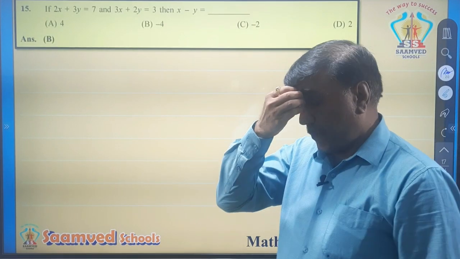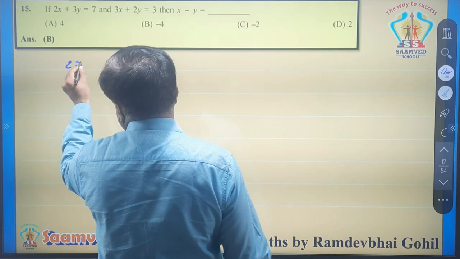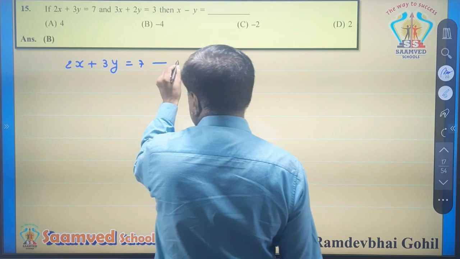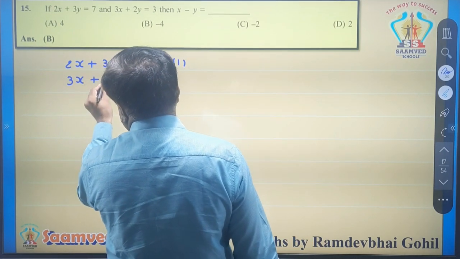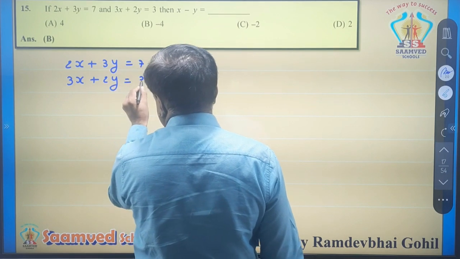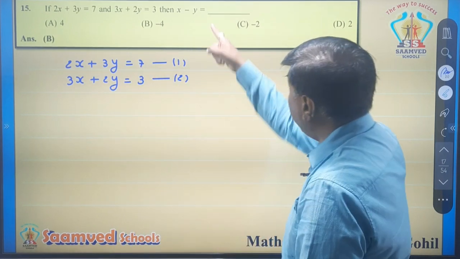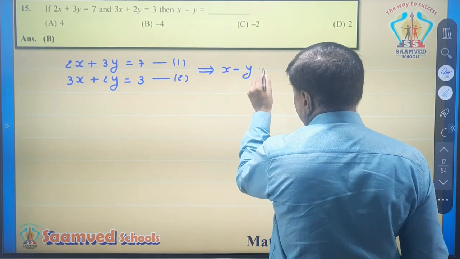Number 15. There are two linear equations. 2x plus 3y is equal to 7. This is equation number 1. Then 3x plus 2y is equal to 3, number 2. And you are asked x minus y is equal to dash.